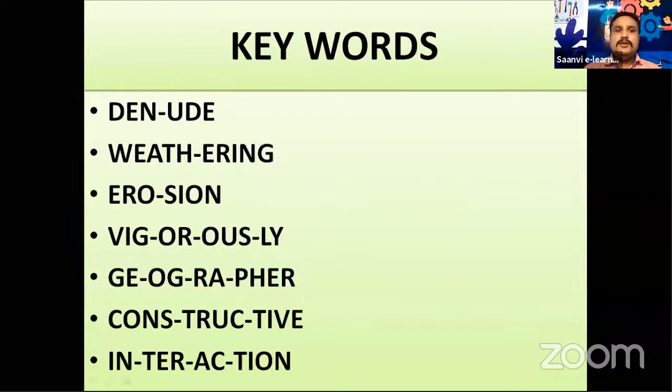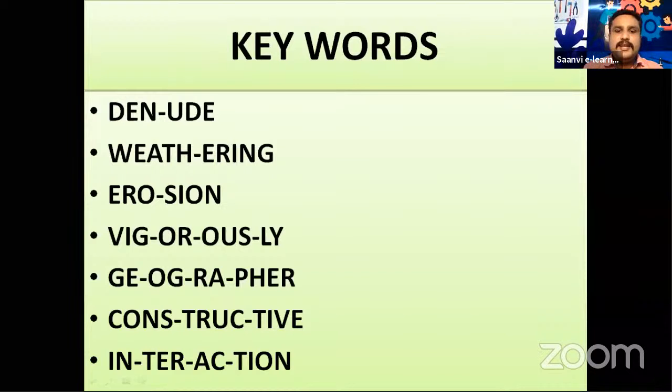I request you all to repeat the keywords when I recite. First term is denude. What is the meaning of the denudation process? Denude: remove the covering of land, or erode. It means when the river or wind flows, it removes the outer layer of the land, especially rock or whatever it may be. That process we call denudation. You have that term in the textbook. Please look at the screen and note down the spelling.